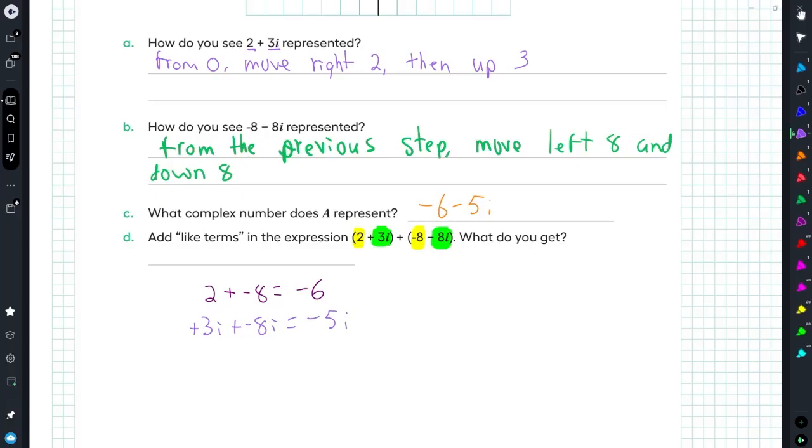And you may notice that it's the exact same values that we got when we drew it out and counted that way. So for adding complex numbers, we're going to add the real parts together and then add the imaginary parts together. We can't cross-contaminate our real and imaginary parts.